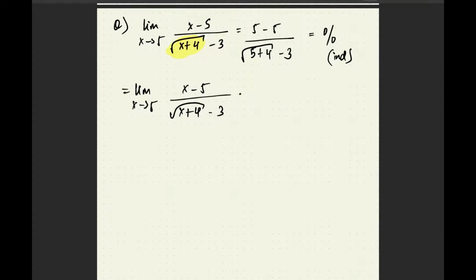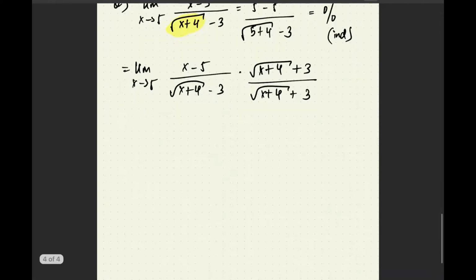multiplying both the numerator and denominator by the conjugate of the term that contains the square root. In the previous example, we multiplied by the conjugate of the numerator because it had the square root. But in this case, the denominator has the square root. So we're going to multiply by the conjugate of the denominator. So we're going to multiply by root x plus 4 plus 3. I flip the signs because it's the conjugate. And this side as well.